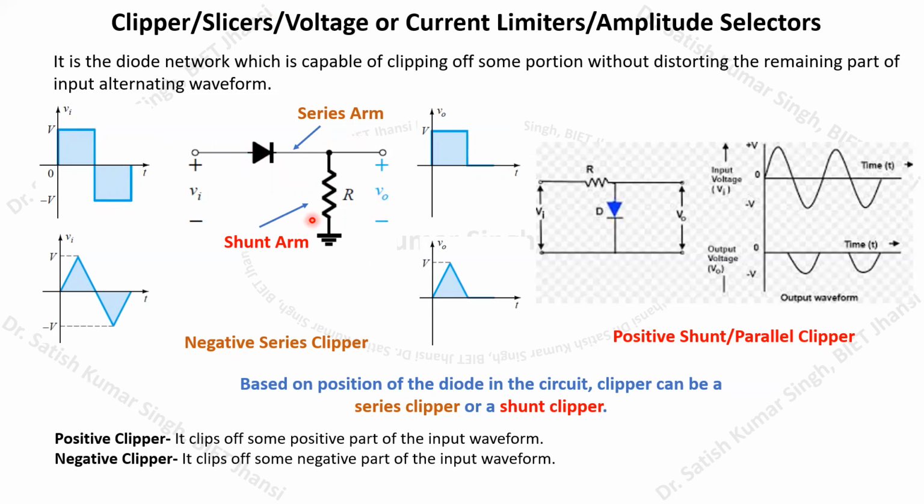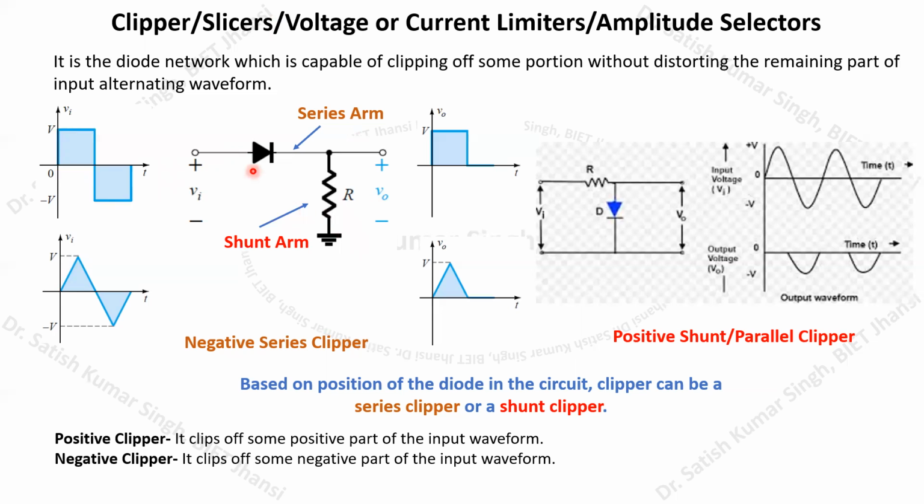Okay, so here again, if you look at the circuit, this particular arm is called the series arm, and this arm is called the shunt arm. So based on this, there may be a chance that this diode is connected in the series arm, or it may be connected in the shunt arm.